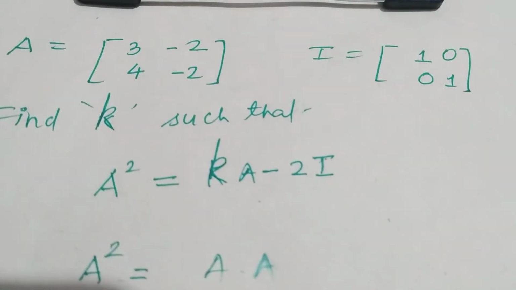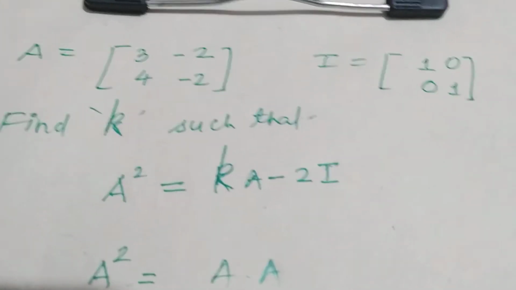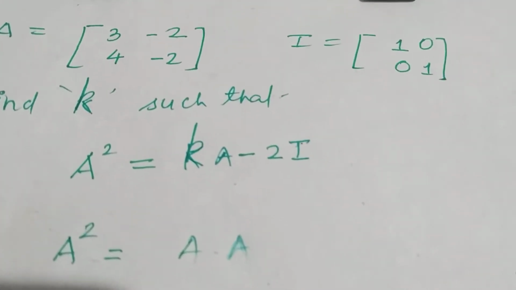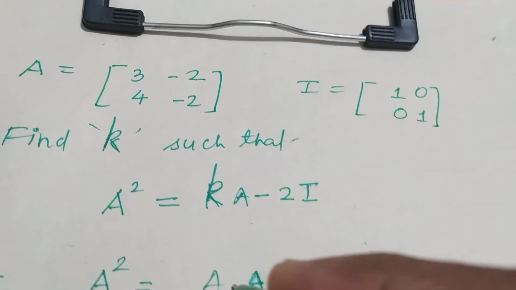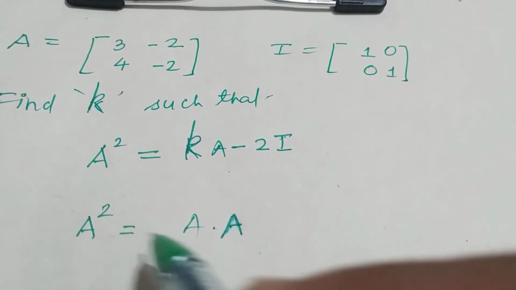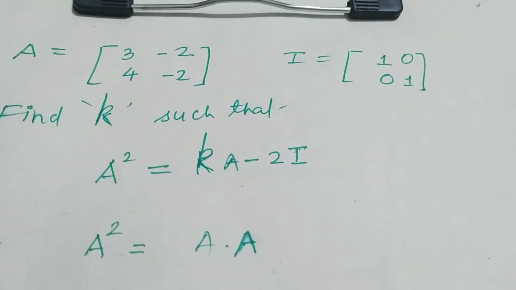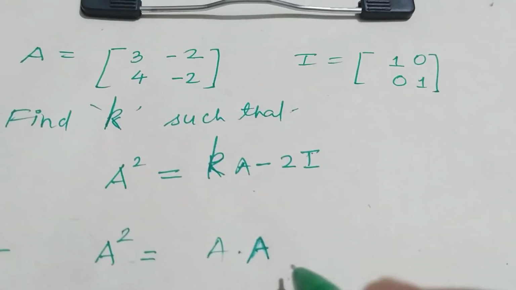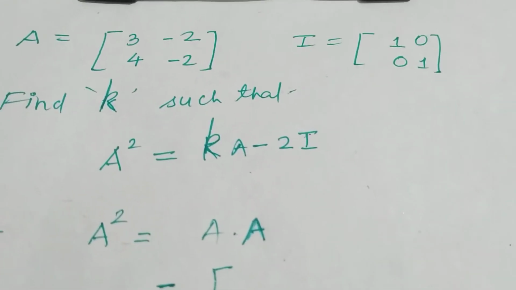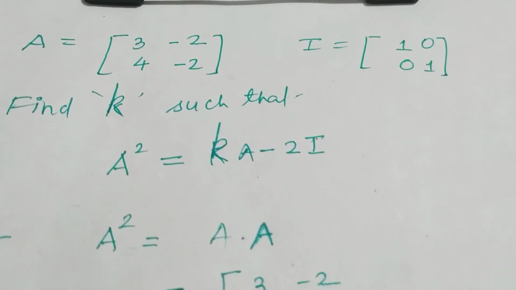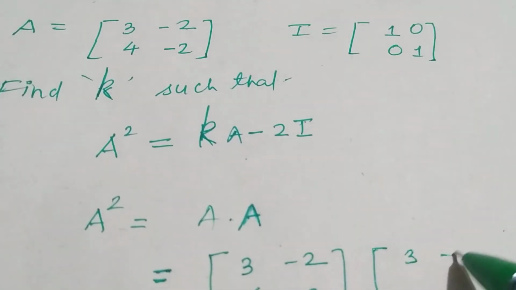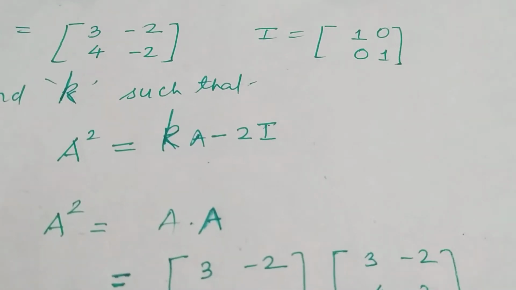Once you calculate the value of A square, we can easily put this value in the equation, simplify, and get the answer. So how to calculate A square? It is the matrix with rows 3, minus 2 and 4, minus 2, multiplied by the same matrix.